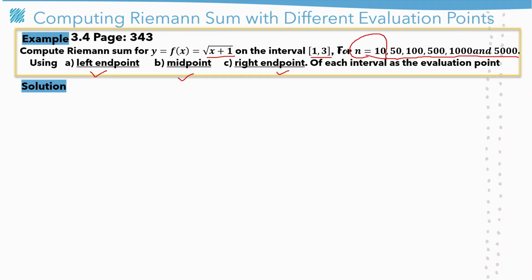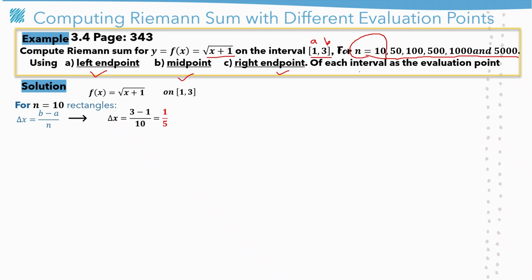Now let's start with the solution. You know your a is nothing but 1, that's your first number, and b is 3. So let's find our delta x, which is (b minus a) over n, and already I decided that I'll move with n equal to 10. So you will get your delta x as 1 over 5.